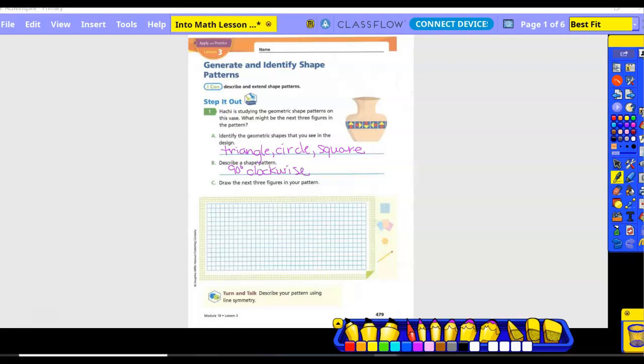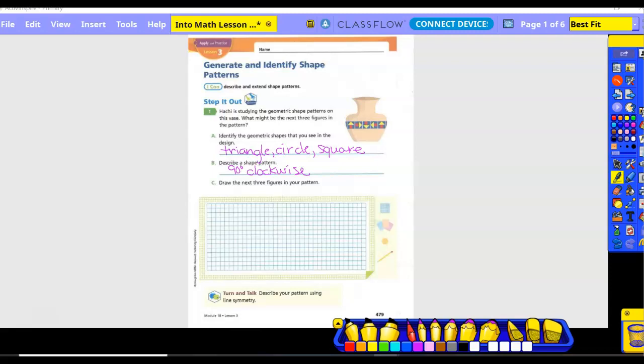Now, what if the triangle would have been pointing to the left first off instead of the right? It would have been counterclockwise. Okay, but since it was going to the right, we say 90 degrees clockwise. Now they want us to draw the next 3 figures in our pattern. So we kind of started already back at the top where it started the first time, correct?